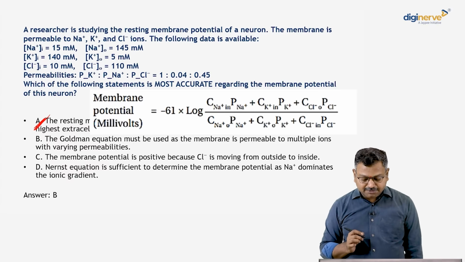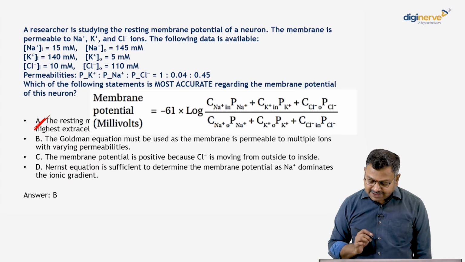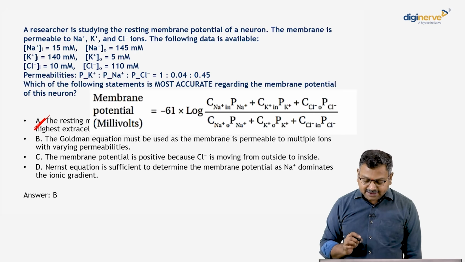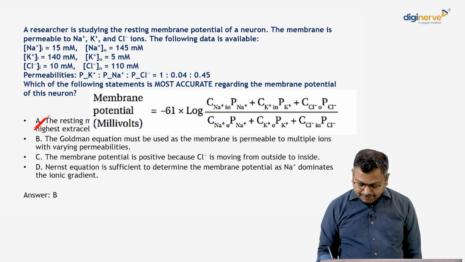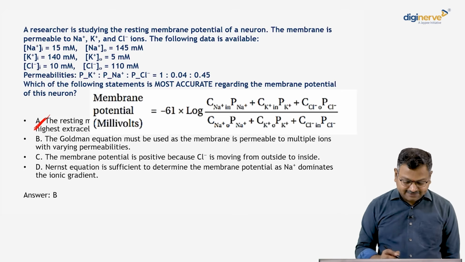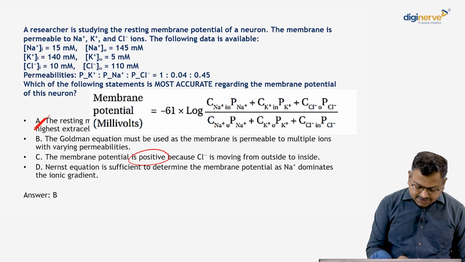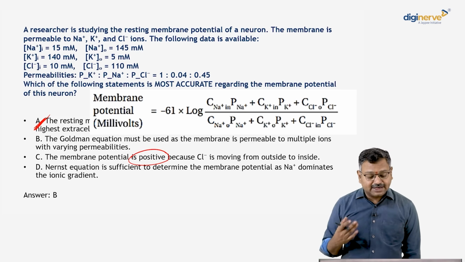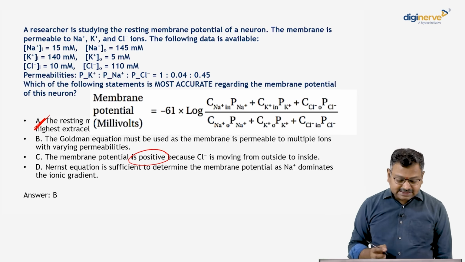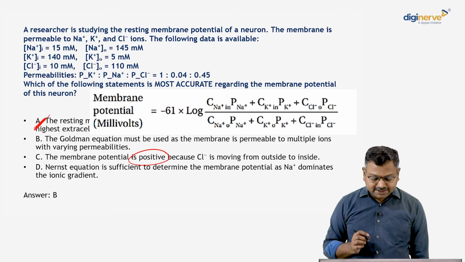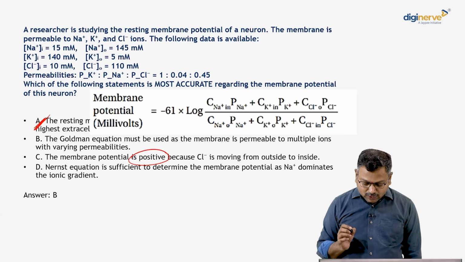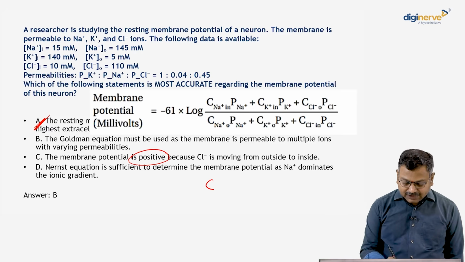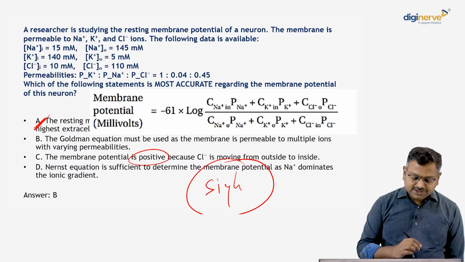Now the C option, the membrane potential is positive because chloride is moving from outside to inside. Again remember, chloride moves from outside to the inside, making it more negative. It cannot be positive, so it becomes more negative. And as I said, the Nernst equation is sufficient to determine, very important, the Nernst equation only applies to a single ion, which is not the case here.